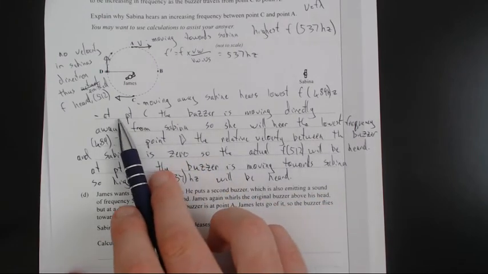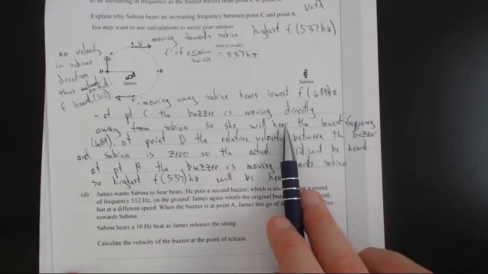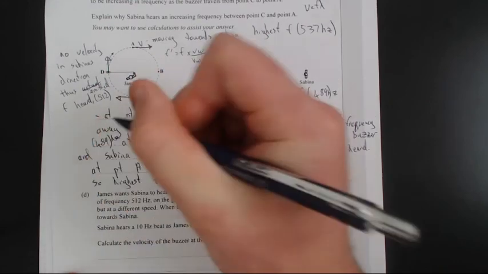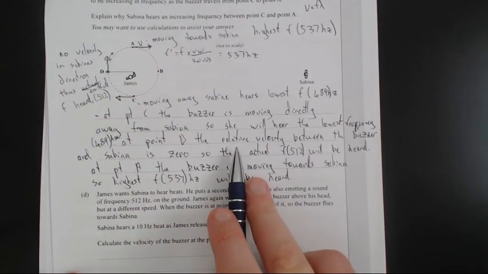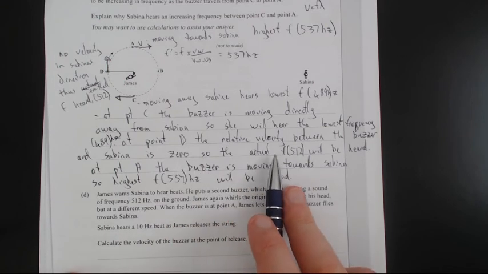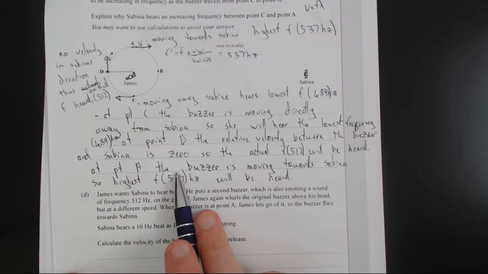So I'll just go through the whole thing. At point C, the buzzer is moving directly away from Sabina, so she'll hear the lowest frequency, 489 hertz. At point D, the relative velocity between the buzzer and Sabina is 0, so the actual frequency, 512, will be heard. At point A, the buzzer is moving towards Sabina, so the highest frequency, 537, will be heard.